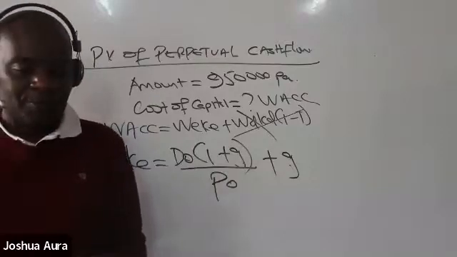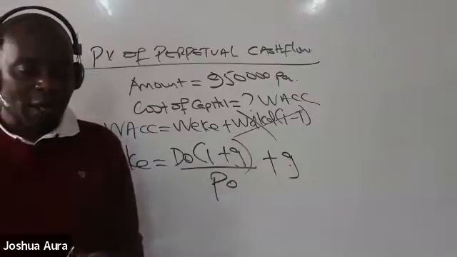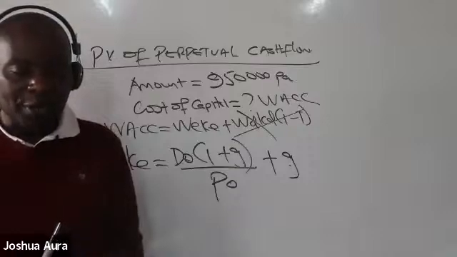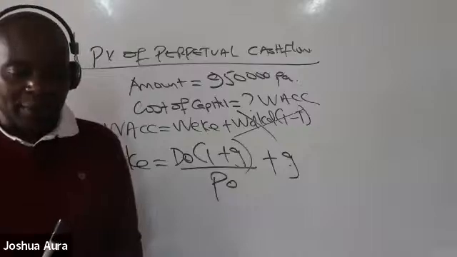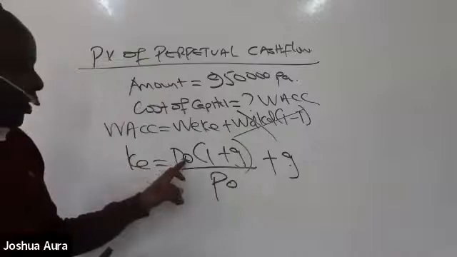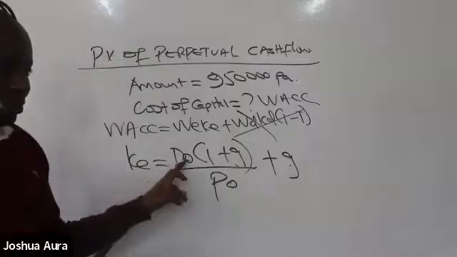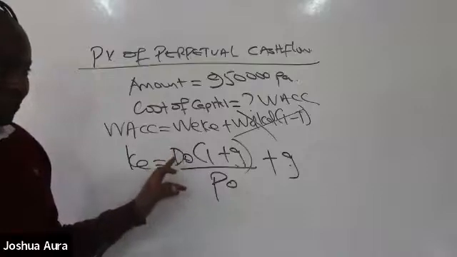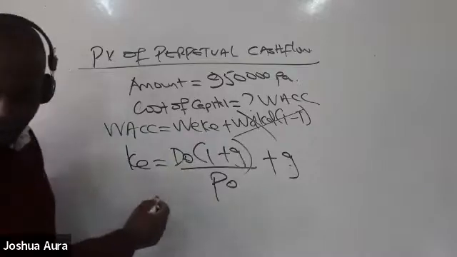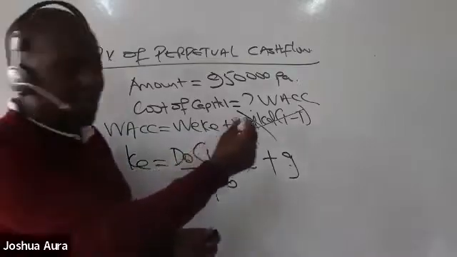Can you kindly do Mwalimu here a favor? Do we have D0? D0 is current dividends, isn't it? Current dividends. How much? 0.4. So current dividends are 0.4.